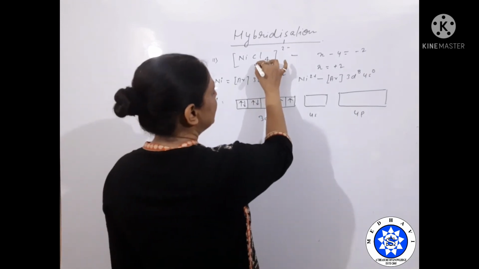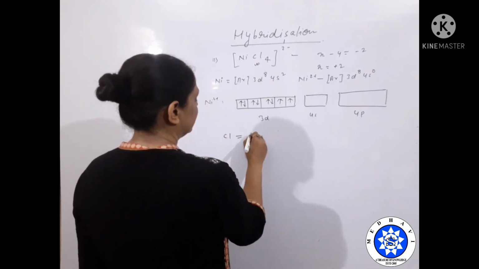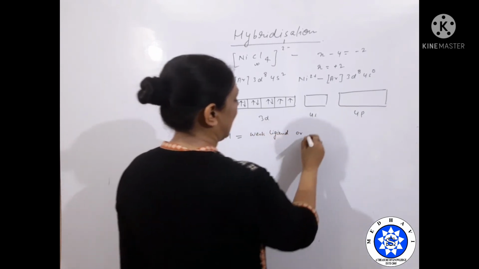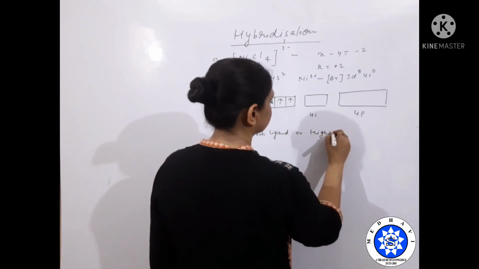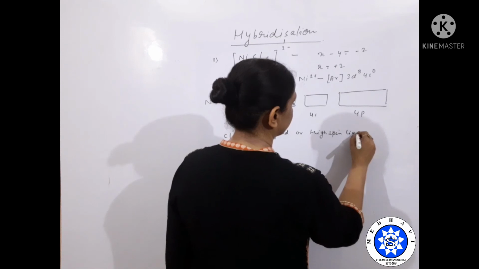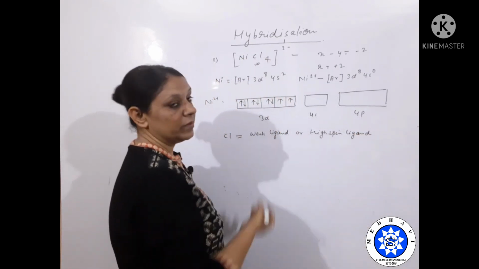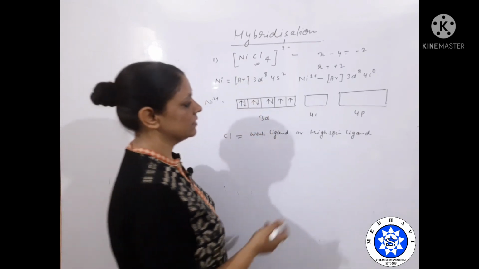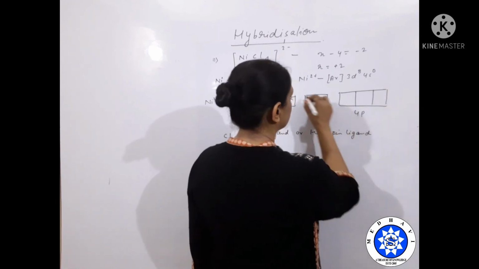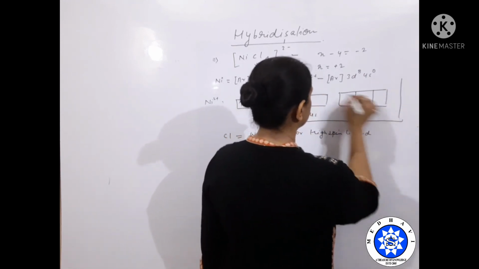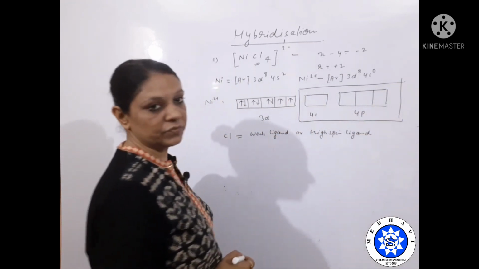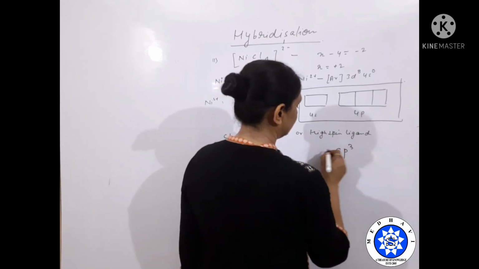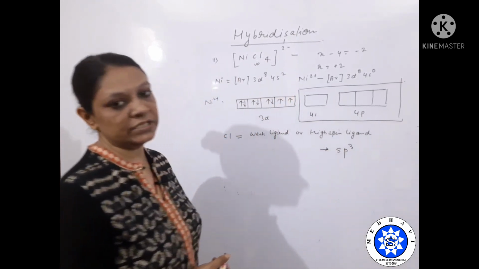Here Cl is a weak ligand. It is a weak ligand, or we can say high spin ligand. So the orbitals will not get paired. And we need 4 vacant orbitals. So this we have used. So here 1 s and 3 p orbitals are used. So its hybridization is sp3.